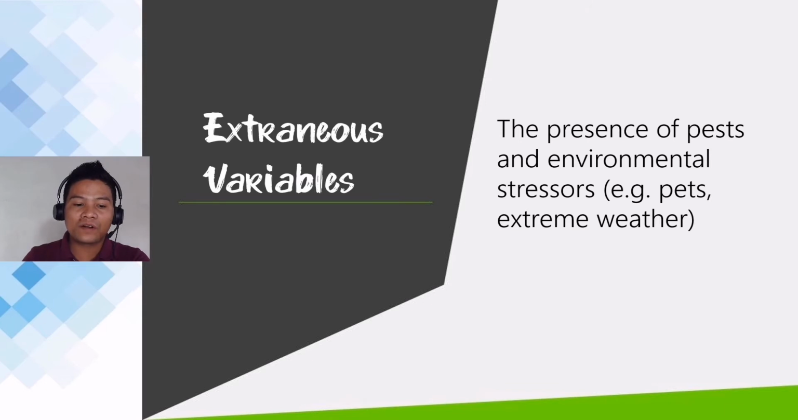Since extraneous variables may affect the result of the experiment, it is crucial for the researcher to identify them prior to conducting the experiment and control them in such a way that they do not threaten the internal validity or accurate conclusion of the result.